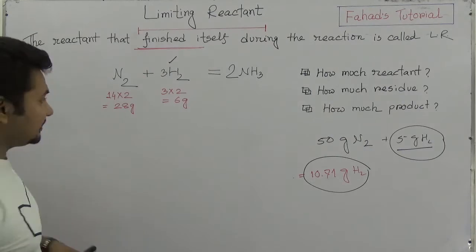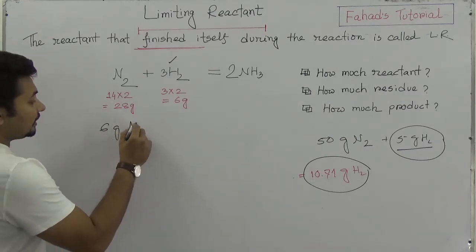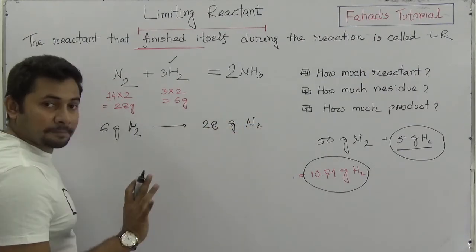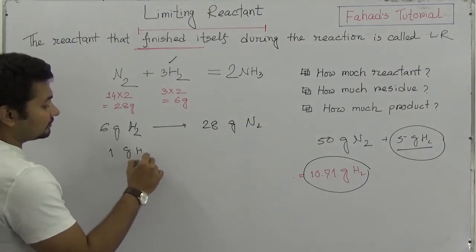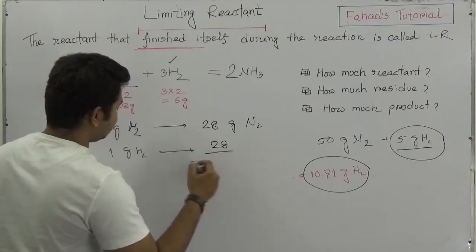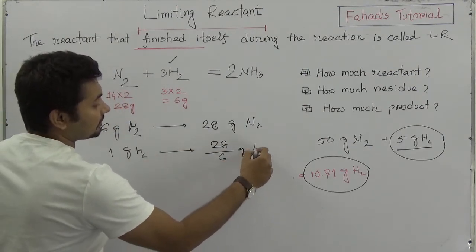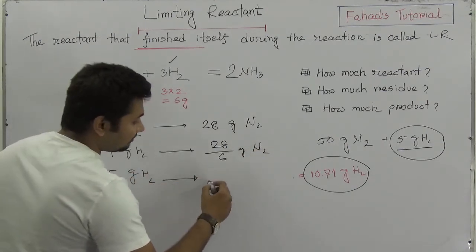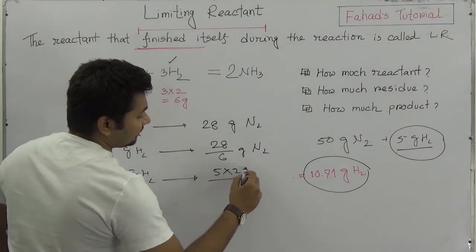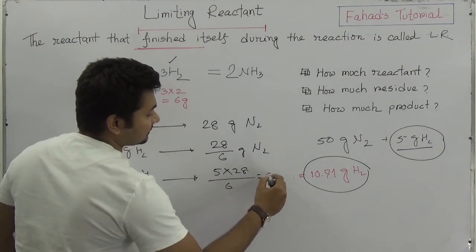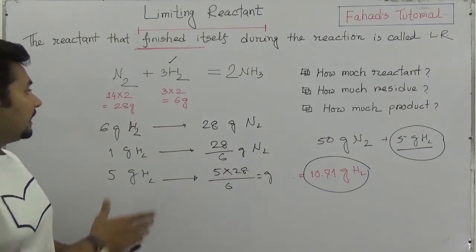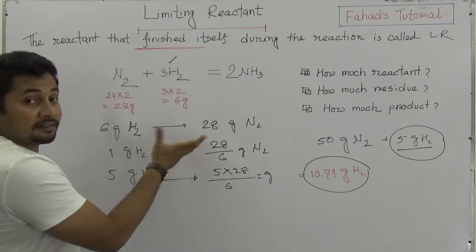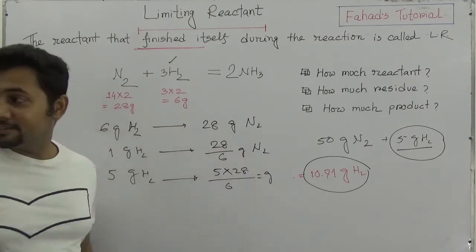If I say that 6 gram hydrogen is reacting with 28 gram nitrogen, so 1 gram hydrogen is reacting with 28 by 6 gram nitrogen. So 5 gram hydrogen will be reacting with 5 times 28 by 6 gram nitrogen. I am taking 6 gram hydrogen with 28 gram nitrogen as a standard, just reversed. So 5 gram hydrogen is given.